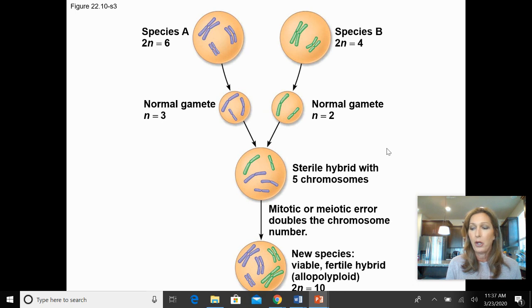So it can be autopolyploidy, auto meaning self. So now you can have that organism, instead of meiosis completing normally, actually produce an egg that has a new number of chromosomes, and so that can actually lead to a different species.